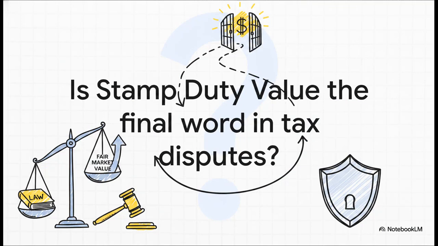And that really leaves us with a final question to chew on. While the law uses the stamp duty value as its big stick, its starting point, it also creates a path for you to argue for what's real, the fair market value. It's a great reminder that even a strict rule like this has mechanisms for fairness built into it.